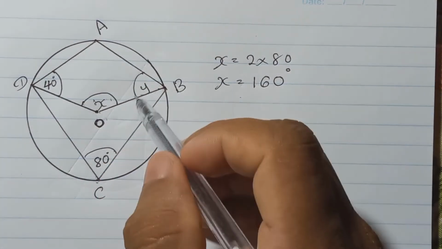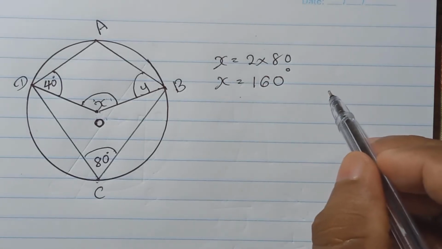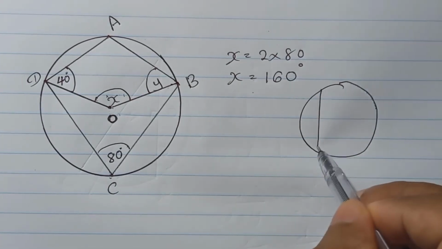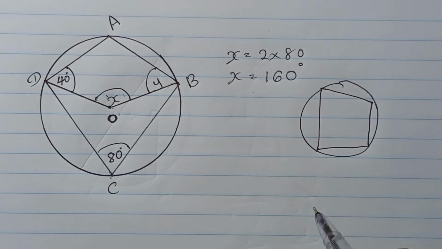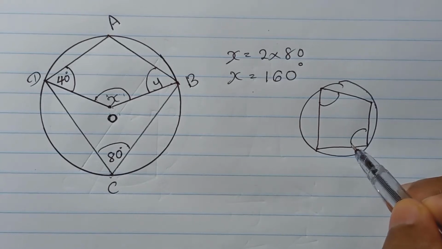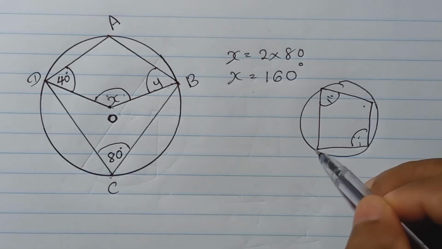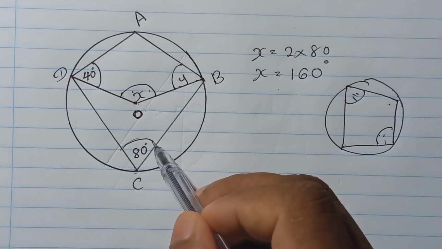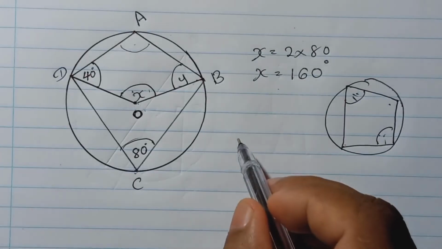Okay, now how to get the y value? You have to think again. But when you have a cyclic quadrilateral, we have learned that the opposite angles are supplementary, right? That means this angle plus this angle should be 180. This plus this should be 180. Same way, this plus this also should be 180. So using that theorem, you can write it this way.